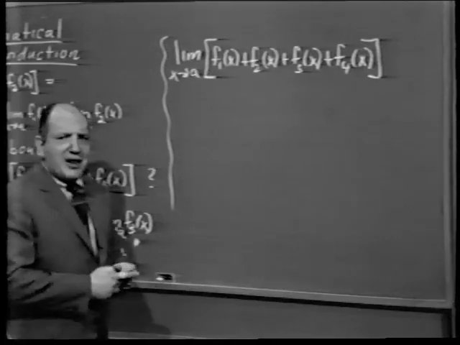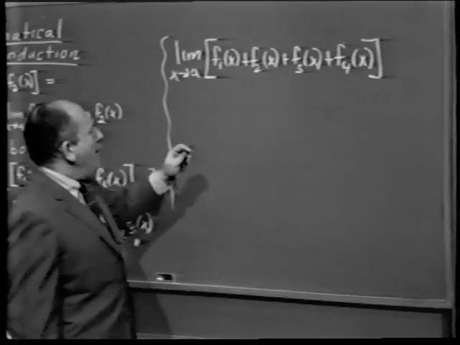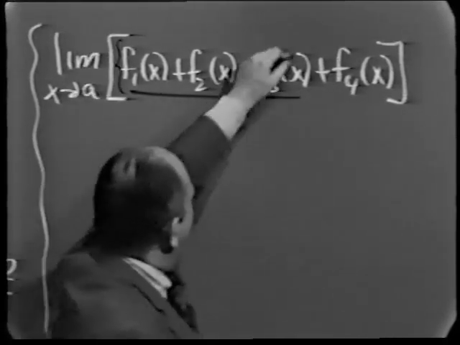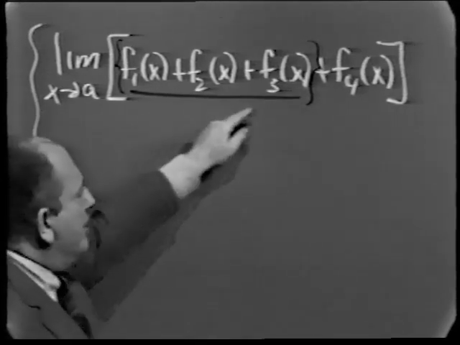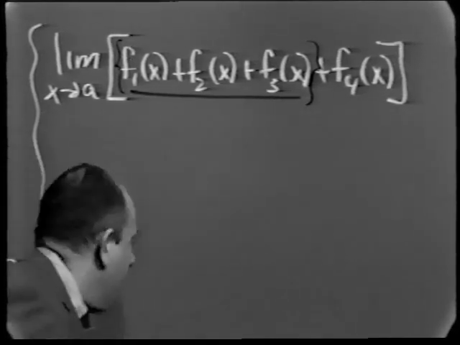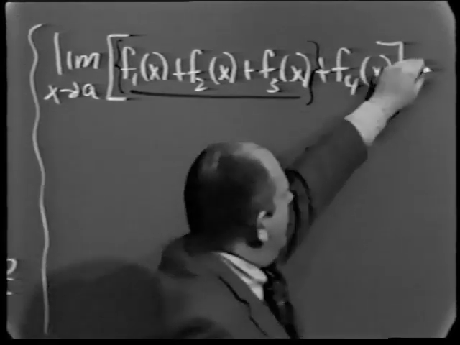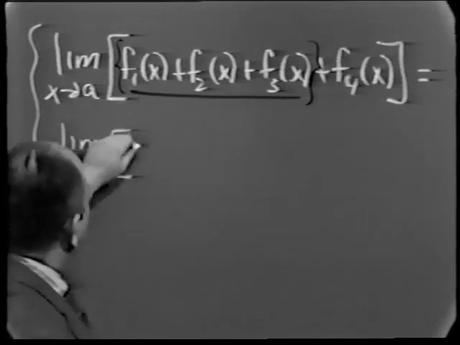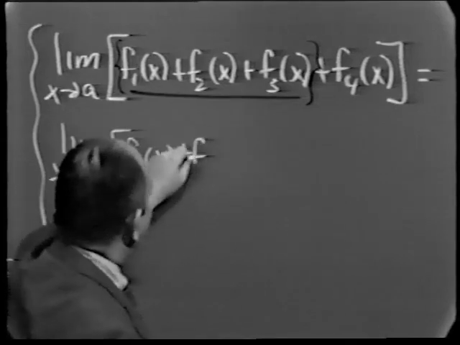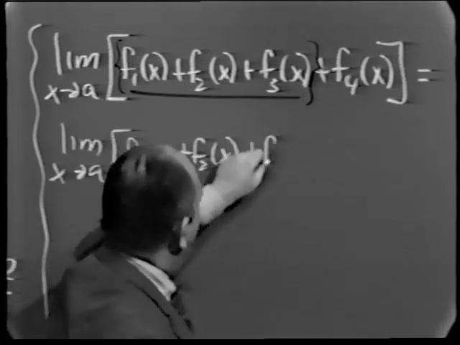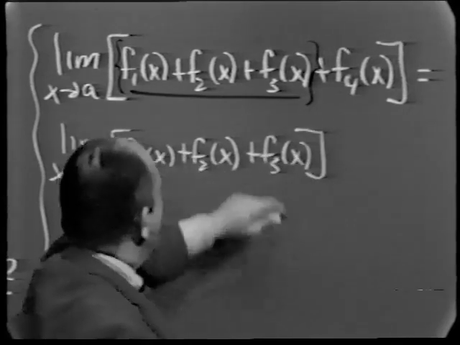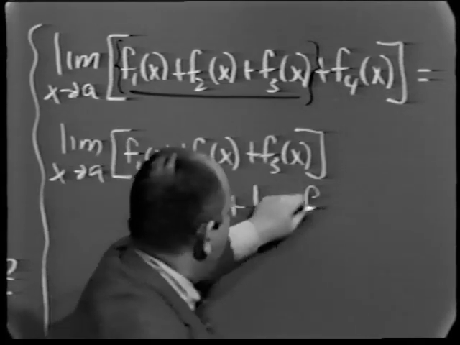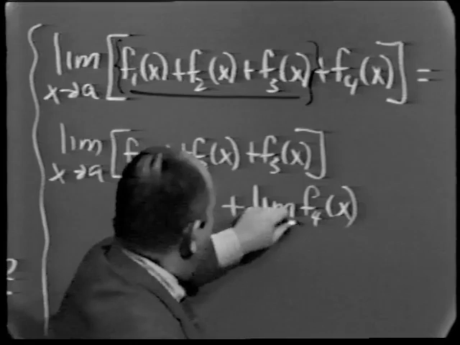And again, we argue the same way as we did before. We say, if we had only had two functions in here, and this gives us the hint to do this, we do know that the limit of the sum is the sum of the limits if we have only two functions. Now I could write this as the limit of the first one as x approaches a. But what is the first one? The first one is the function f1 of x plus f2 of x plus f3 of x, plus the limit of the second. The second now you see is f4 of x as x approaches a.